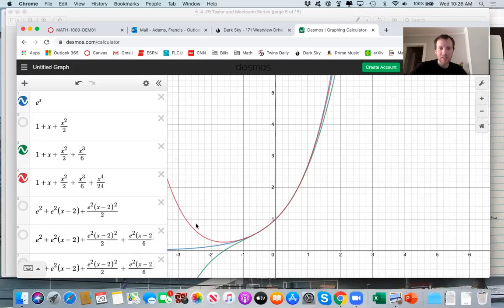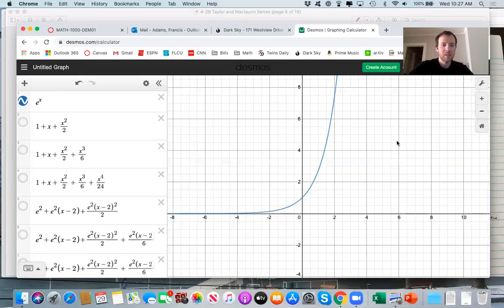But what we can see is the cube term is good close to 0, but then it peels away. The x to the fourth term is good a little bit longer. And the red line is closer on this side too. So no polynomial is perfect, but adding more terms makes you good for a little bit longer. And if you were able to use infinitely many terms, you would be perfect everywhere instead of pretty good for some region.